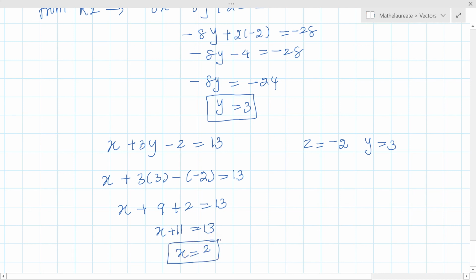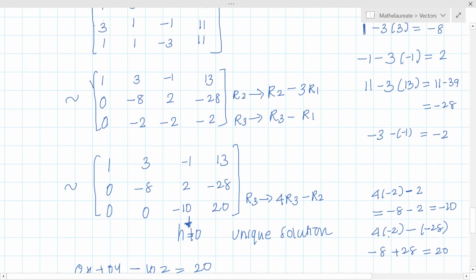So the unique solution: all three planes make a point of intersection, right? So assume the first and second planes make a line of intersection. The third plane passes through that line, hence it makes a point of intersection. What is that point of intersection? The solution is x value is 2, 3, minus 2. Fine.